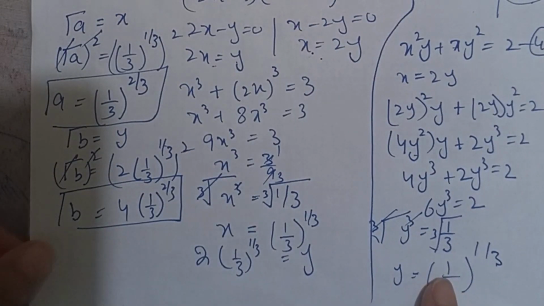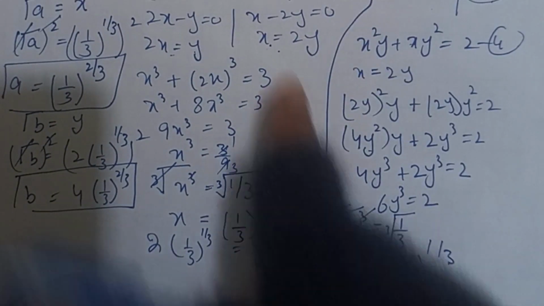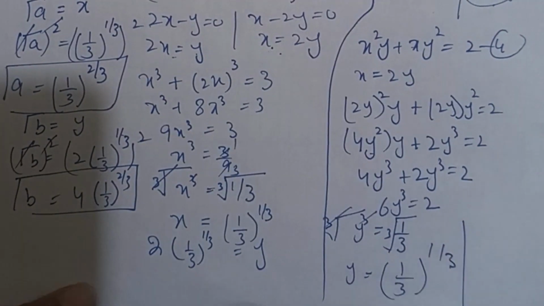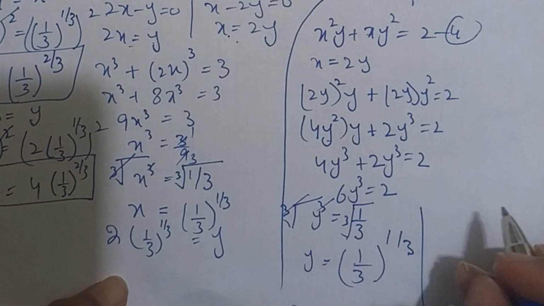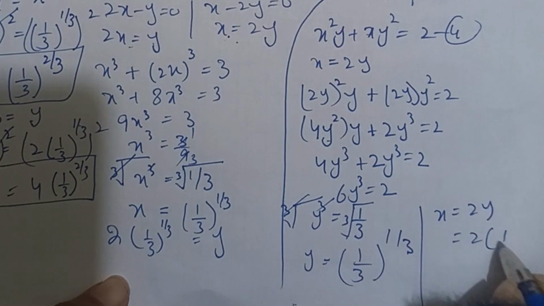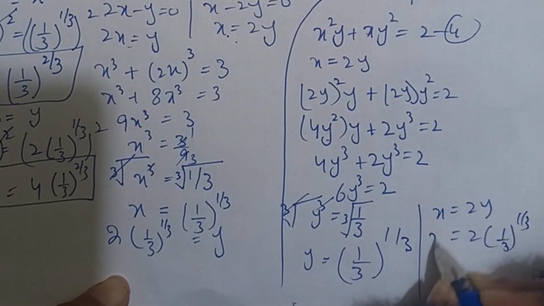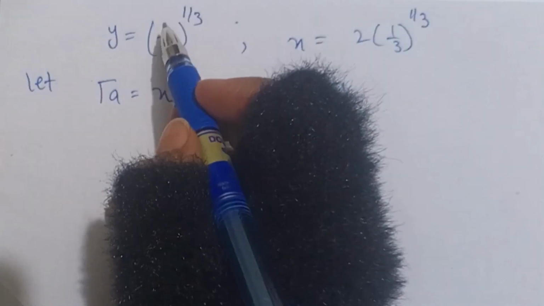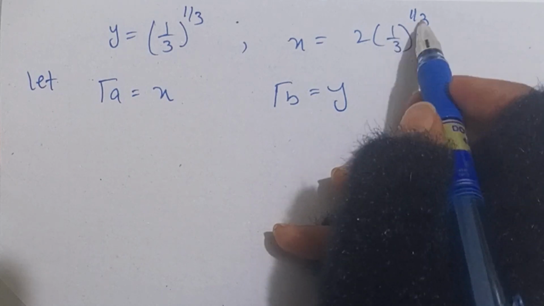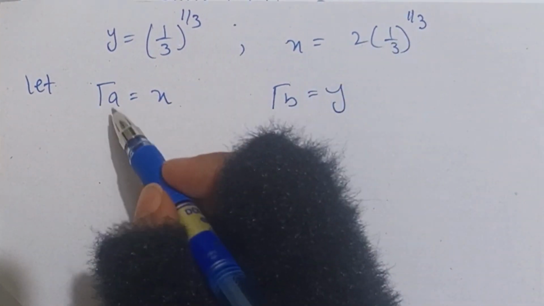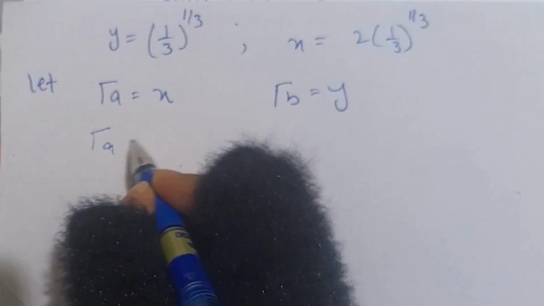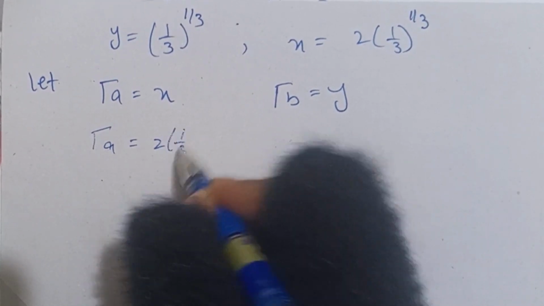So in the next step we find the value of x. So x is equal to 2 times y, and y is equal to this value. So this equation will become x is equal to 2y, and y is 1 over 3 raised to the power 1 over 3. This is the value of x. So we get y is equal to 1 over 3 raised to the power 1 over 3, and x is 2 times 1 over 3 raised to the power 1 over 3. In the start of the question, we let square root of a is equal to x, and x is equal to this. So this will become square root of a is equal to 2 times 1 over 3 raised to the power 1 over 3.